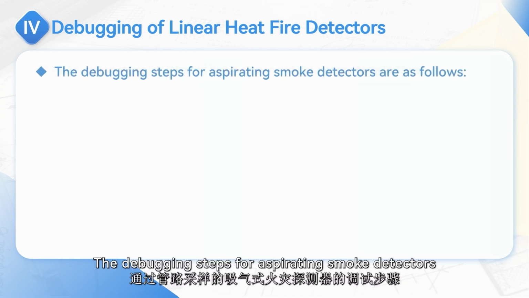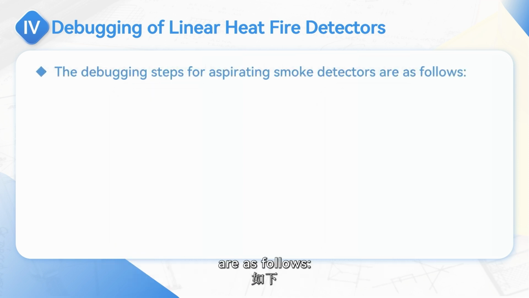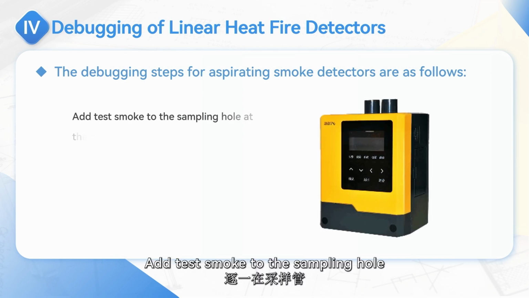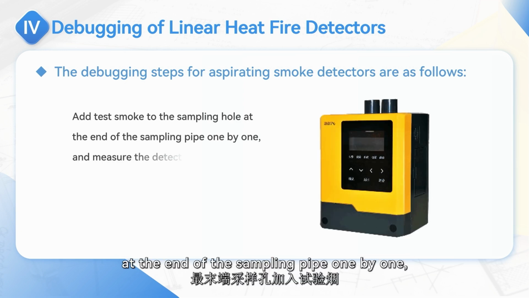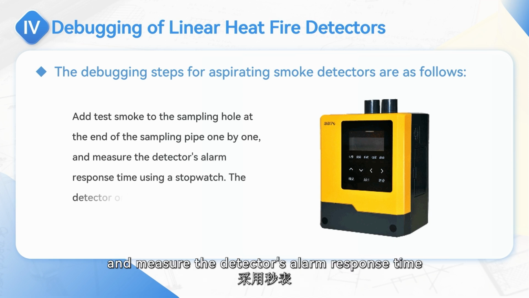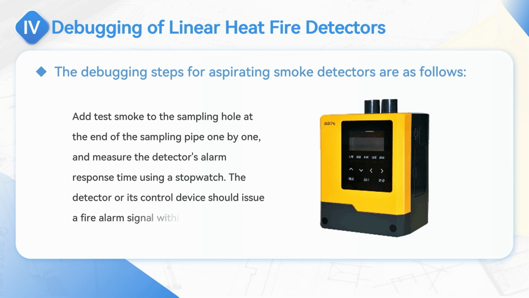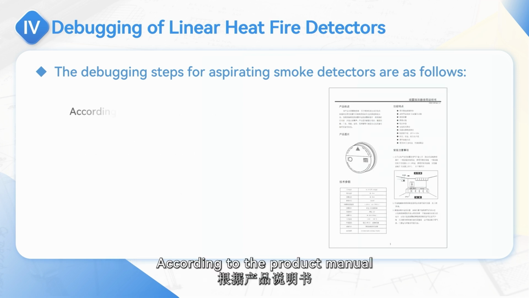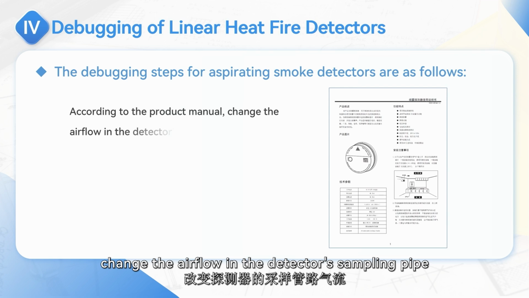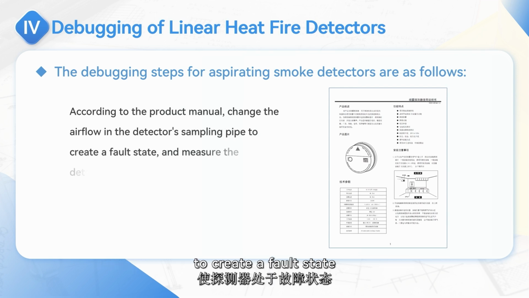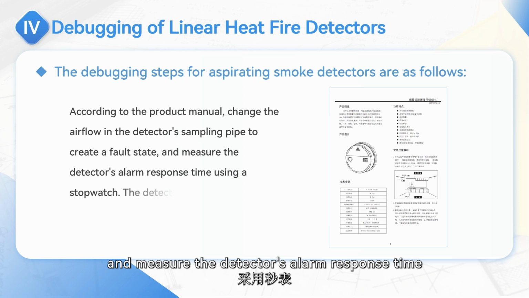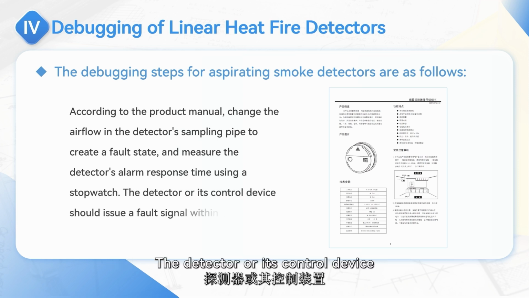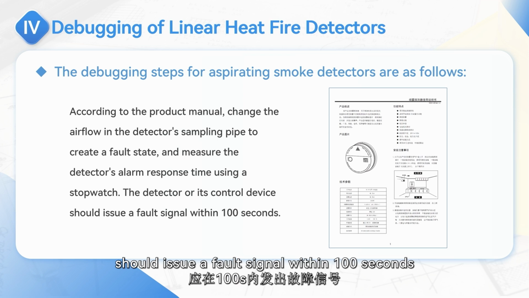The debugging steps for aspirating smoke detectors are as follows. Add test smoke to the sampling hole at the end of the sampling pipe one by one, and measure the detector's alarm response time using a stopwatch. The detector or its control device should issue a fire alarm signal within 120 seconds. According to the product manual, change the airflow in the detector's sampling pipe to create a fault state, and measure the detector's alarm response time using a stopwatch. The detector or its control device should issue a fault signal within 100 seconds.